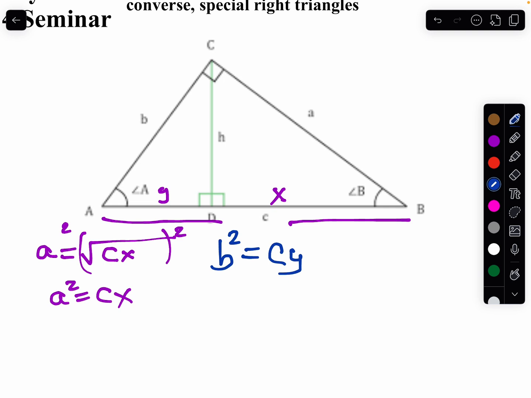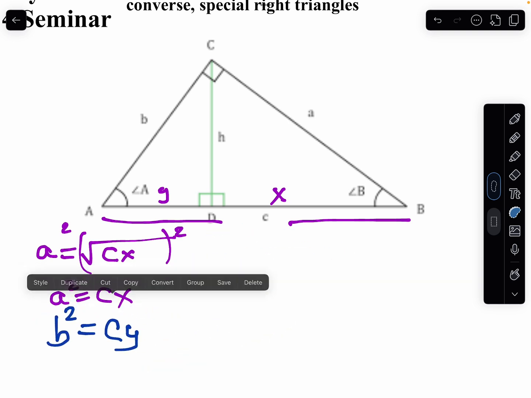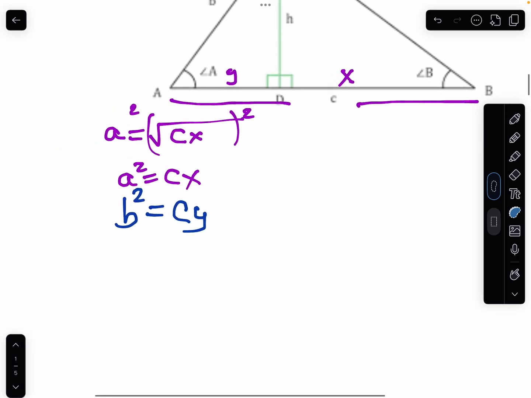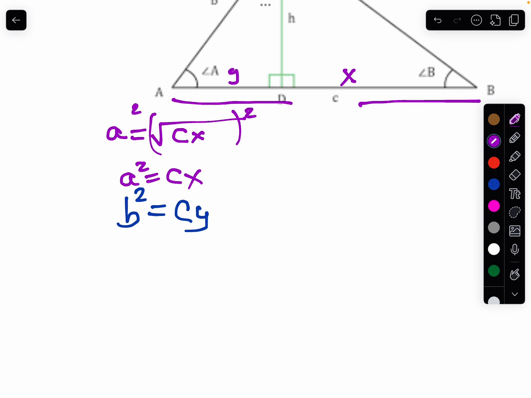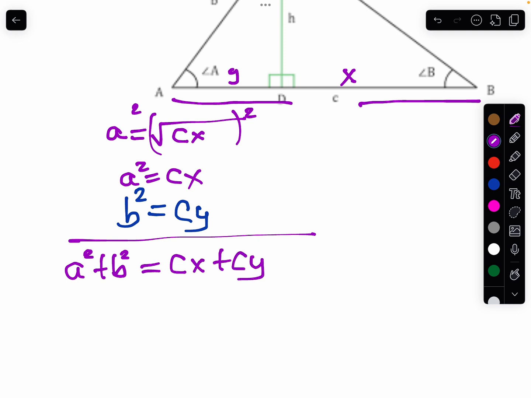Now, I'm going to add my two equations together. So what I'm going to do is I'm going to take B squared equals CY. I'm going to write it below here. And we're going to add them up. We'll notice on the left side, I get A squared plus B squared. On the right side, I get CX plus CY. Now I can simplify the right side a little bit because notice C goes into both of them. So A squared plus B squared equals C times X plus Y.